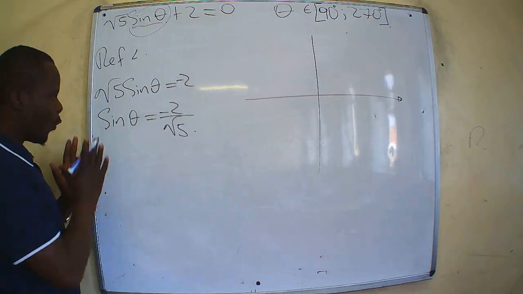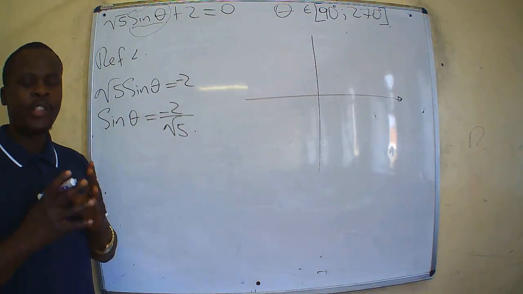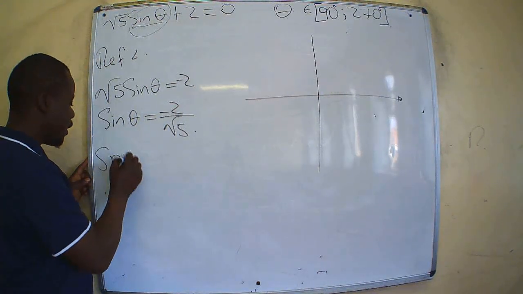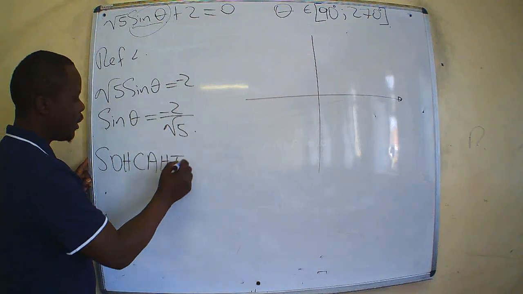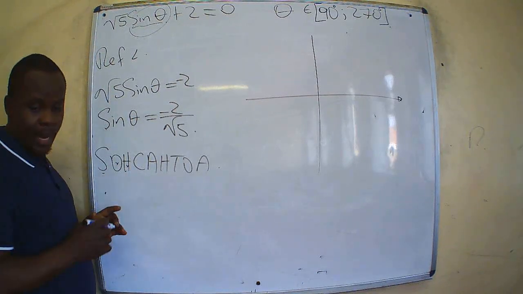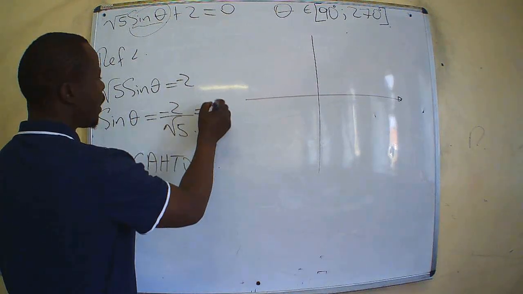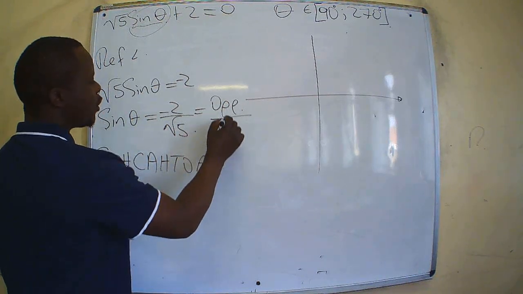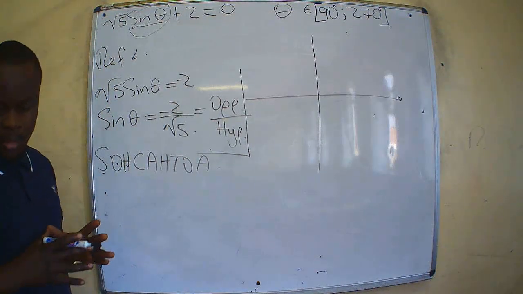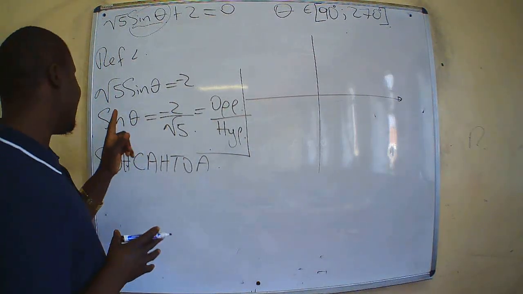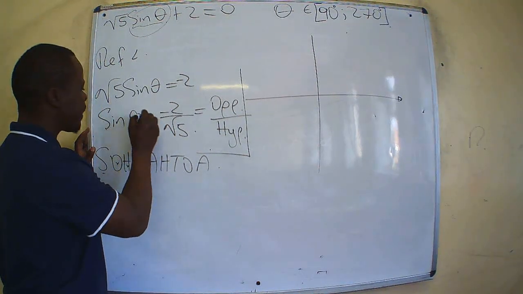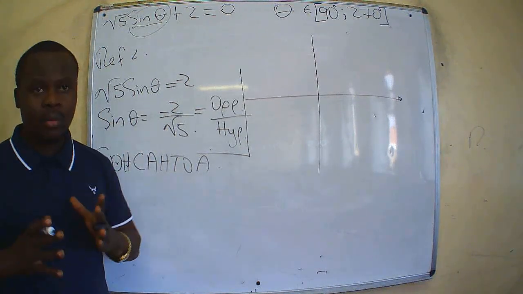But now, we understand this from the trig ratio point of view, that if we have SOH CAH TOA, then sine is equal to opposite divided by hypotenuse. So this is going to be the opposite side. Hypotenuse is going to be the denominator. Okay. So what we should do next is to understand that our sine theta in this case is negative.